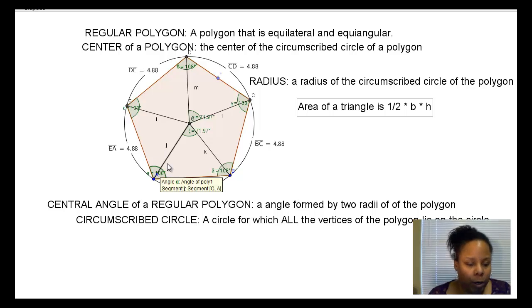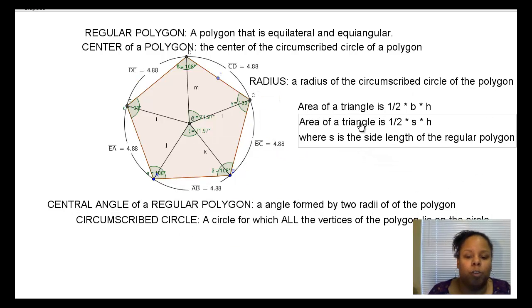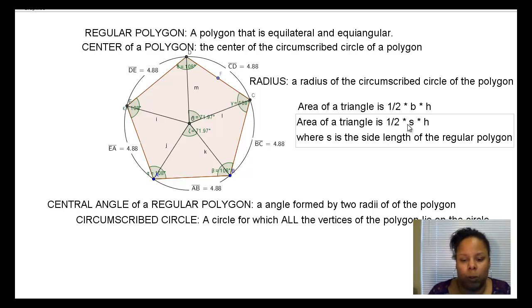So the base, we learned last class that the base can be any side of the triangle, but for the purposes of this lesson, we're going to use the base that represents the horizontal side length, or the non-isosceles side of the triangle, and that's the base of this polygon. And since all the sides of the polygon have the same length, we can change this formula to area is 1/2 s times h, where s is the side length of the regular polygon. So in this case, it's 4.88.